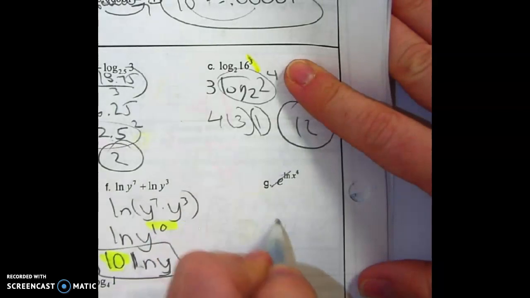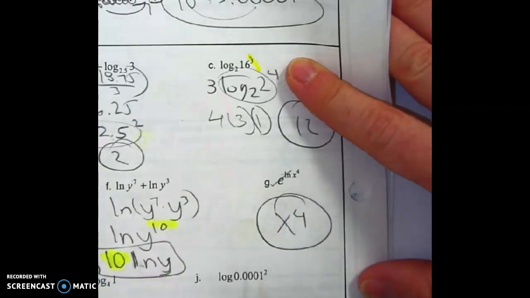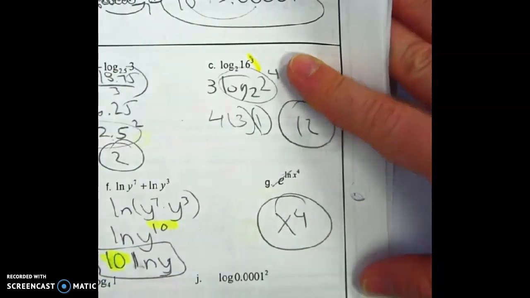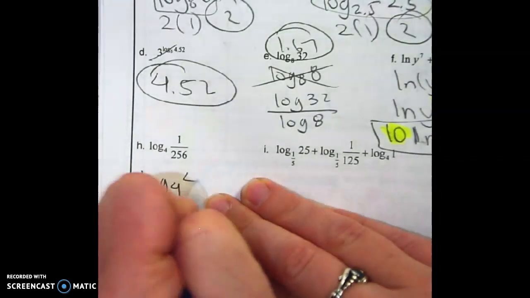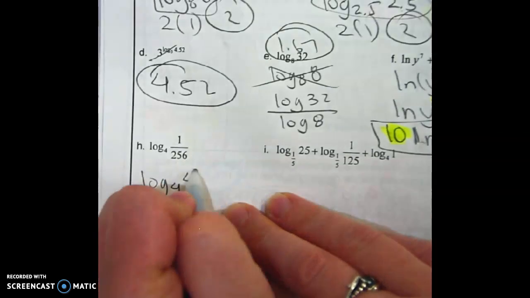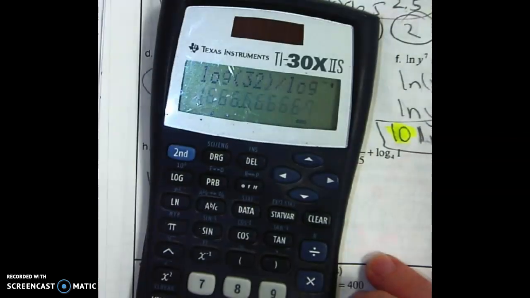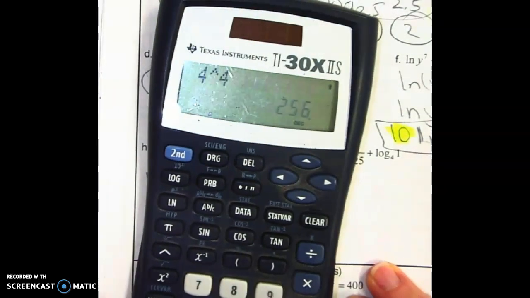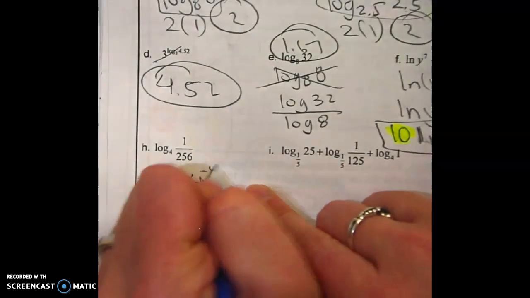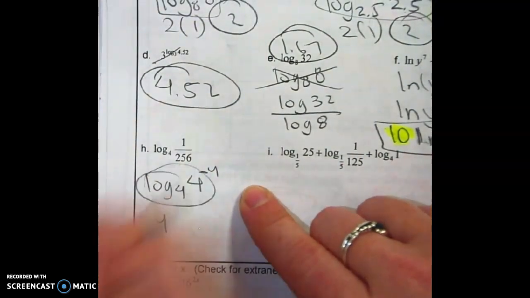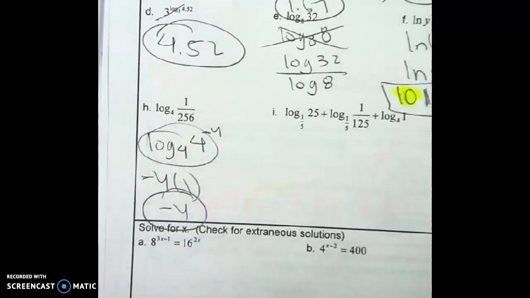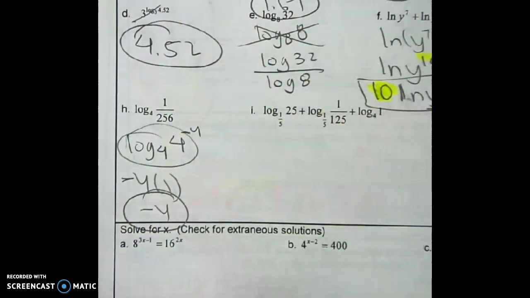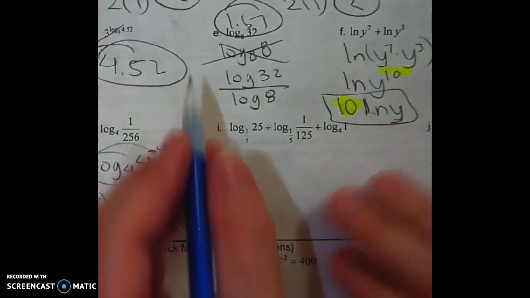Natural log, cancel each other out. It's x to the 4th. All right. Log 4. If this is a whole number and this is a fraction, that's going to be negative. So let's try 4 to the negative 4th, or 5 to the 4th is 256. So negative 4, little turns big. That turns into 1. Negative 4 times 1, negative 4. Okay. All right, let's go to the next one.